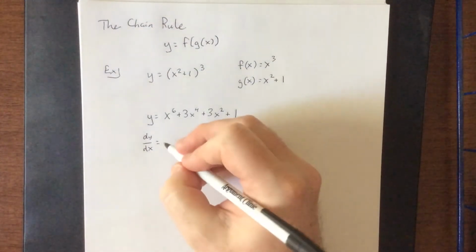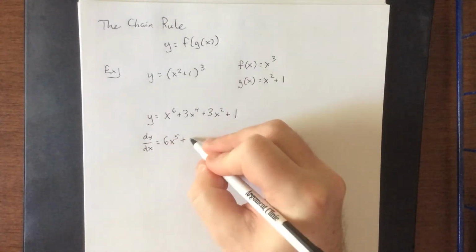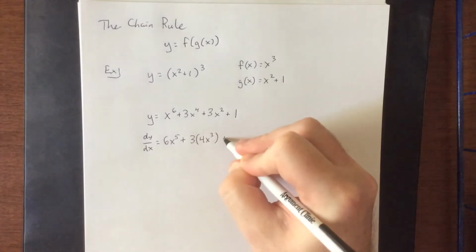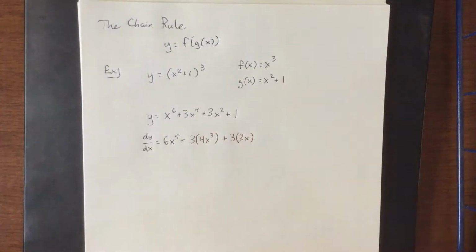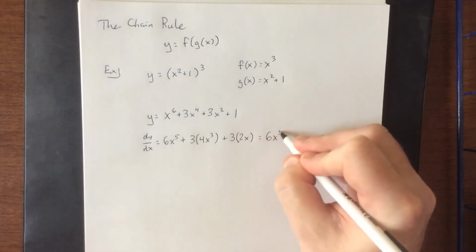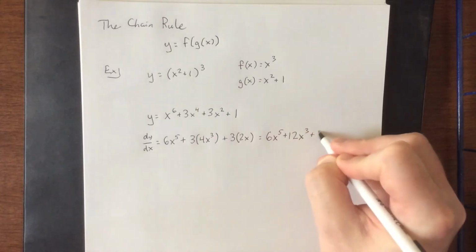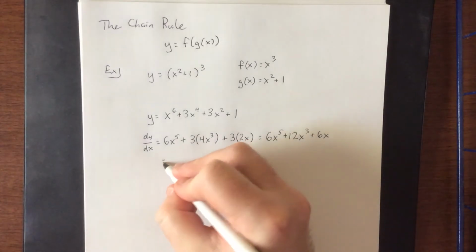Use of the power rule a couple times here. This will be 6 times x to the fifth power plus, constant multiple and power rules will be used. And once again, constant multiple and power rules. The constant term goes to 0. So we can simplify this to be 6x raised to the fifth power plus 12x raised to the third power plus 6x.